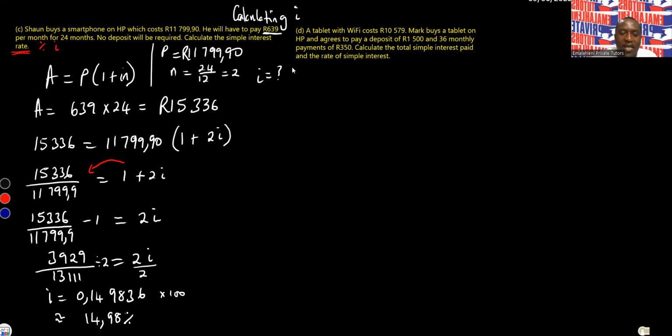That's what we will get there. So here, let's look at the second question, question D. A tablet with Wi-Fi costs 10,579. Mark buys a tablet on hire purchase and agrees to pay a deposit of 1,500 and 36 monthly payments of 350. Calculate the total simple interest paid and the simple interest rate.